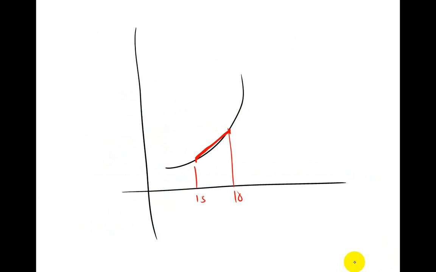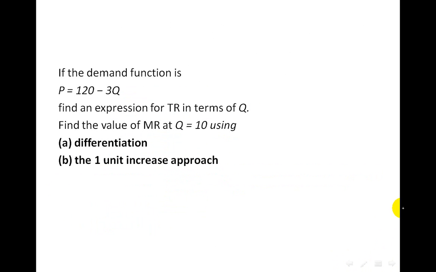Okay, I want you to try this question by yourself. If the demand function is P equals 120 minus 3Q, find an expression for the total revenue in terms of Q. Find the value of marginal revenue at Q equals 10 using the differentiation method, which is the first method. Second, using the 1 unit increase approach. So I want you to do both, and you can compare the difference in the results.